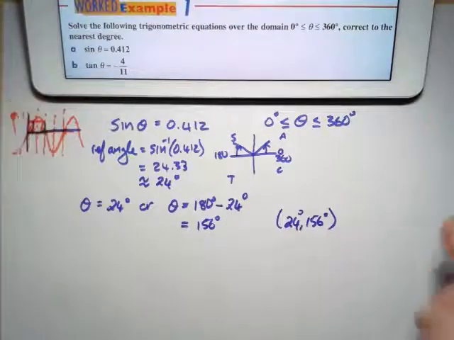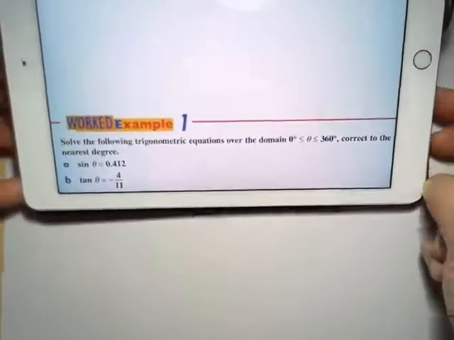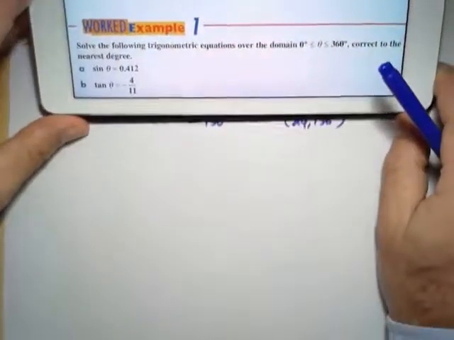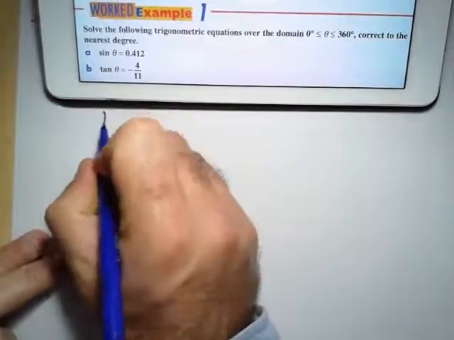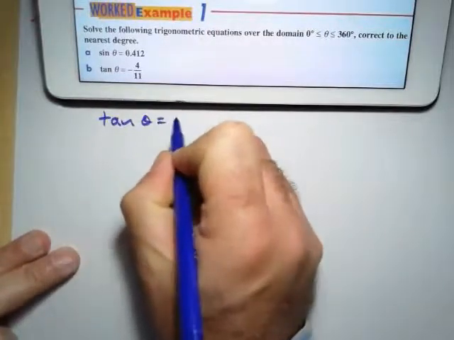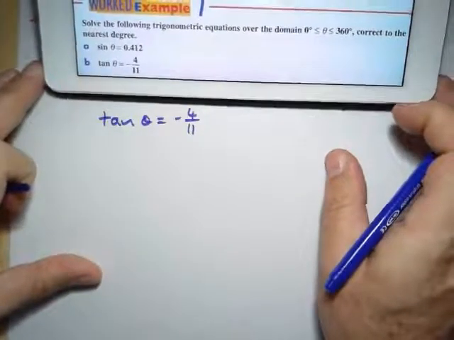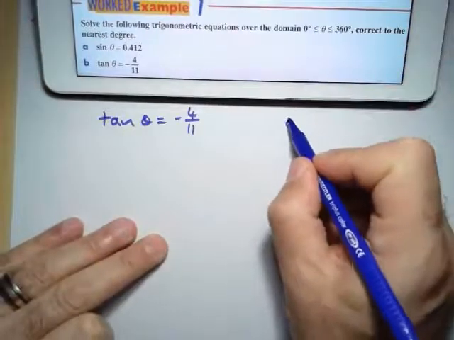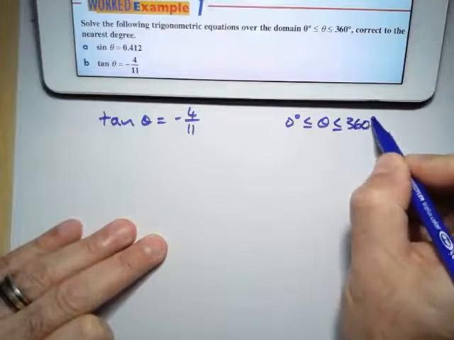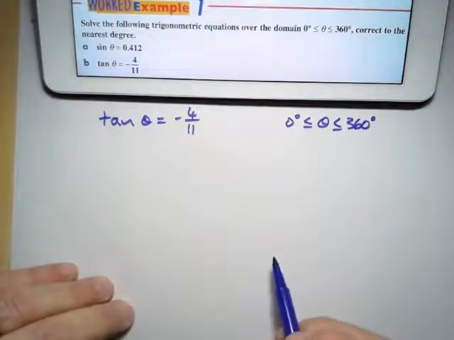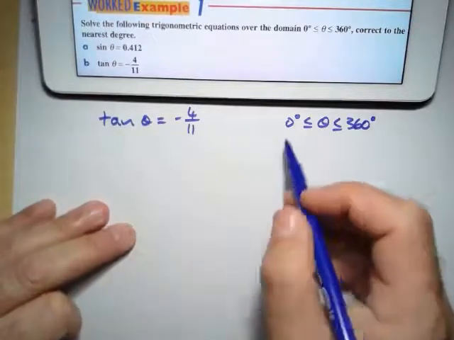This is a recipe. You're going to do it over and over again. Let's look at the tan. I'm just going to move this up so I have more space. If you need to go look at that example again, please rewind and do it again. If I look at the tan now, the tan of theta equals minus 4 over 11, negative 4 over 11, and it's the same: 0 degrees less than or equal to theta, less than or equal to 360 degrees, which means it's for 1 revolution. Again, I'm going to have 2 answers because tan is negative at 2 places.